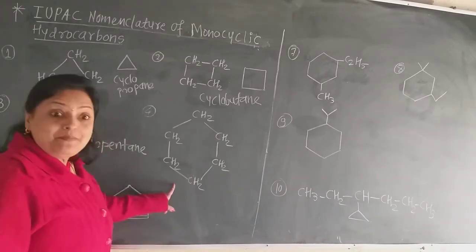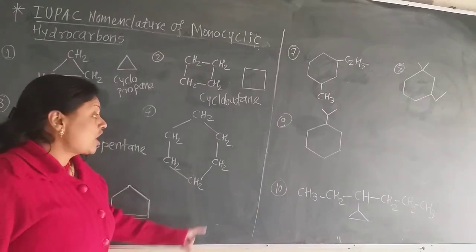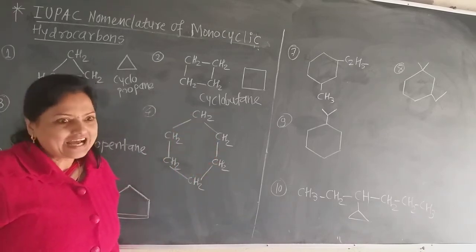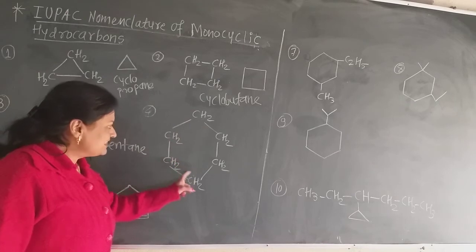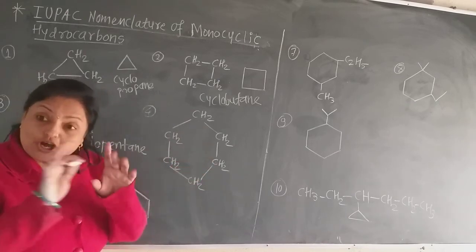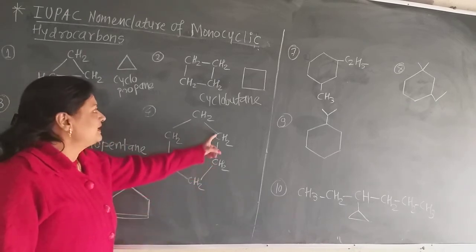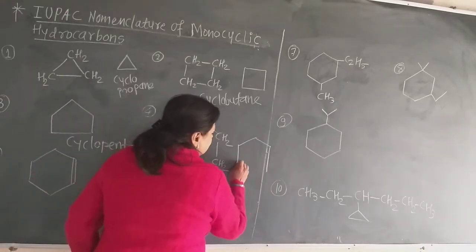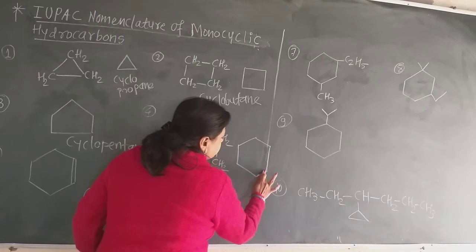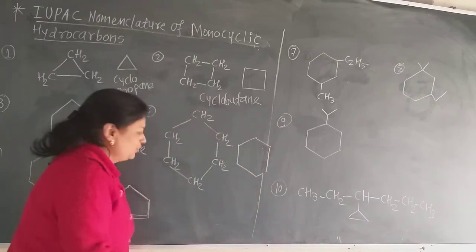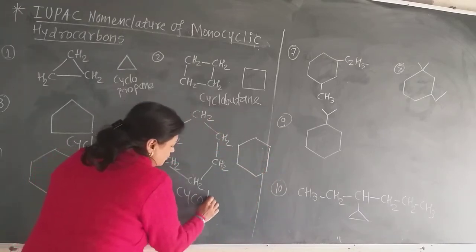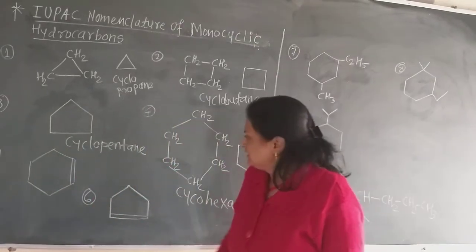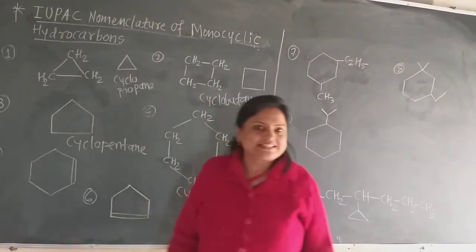Yes, this is not benzene. Remember that, because in benzene only one hydrogen is there on the carbon atom and there are alternate double and single bonds. But here all are single bonds and every carbon contains 2 hydrogens. This can be drawn in this way also. This is also cyclohexane. Cyclohexane, yes, correct.